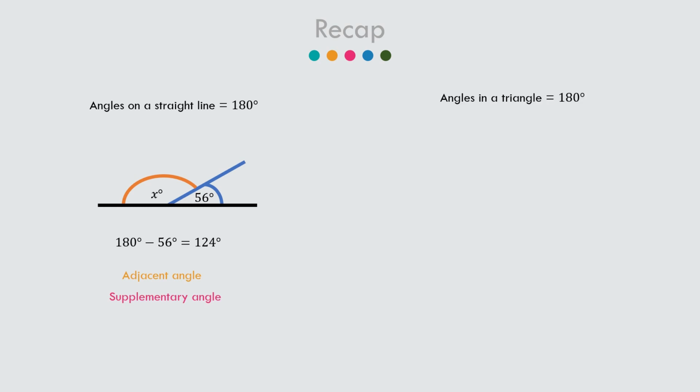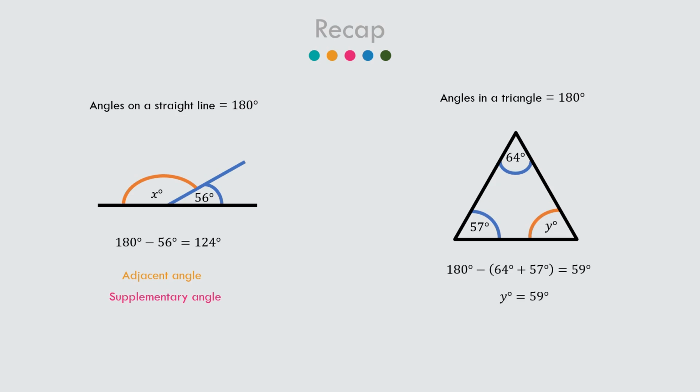Angles in a triangle always add up to 180 degrees. Take a look at this example. To find the missing angle, all we have to do is subtract the angles we do know from 180 degrees. In this example, we need to subtract 64 plus 57 degrees from 180 degrees. When we do this, we get the answer 59 degrees.